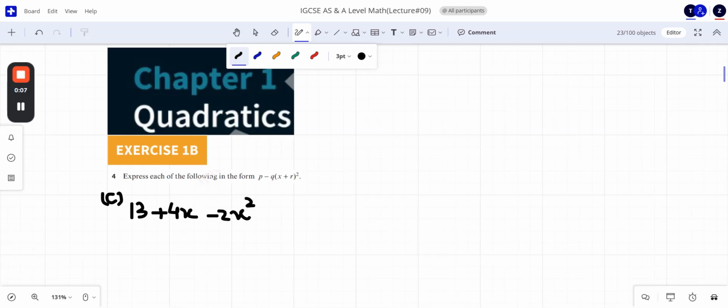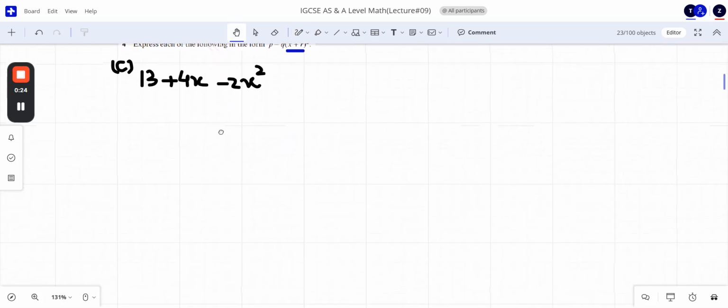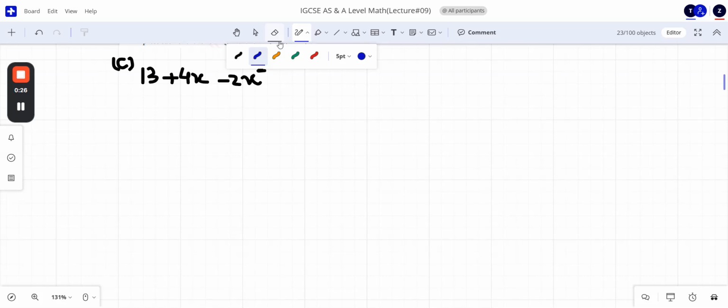Question number 4. Express each of the following in the form of p minus q into x plus r whole square. Again, we need to make a completing square there, and part C is 13 plus 4x minus 2x square. So now, first of all, we will arrange the quadratic expression in proper form.